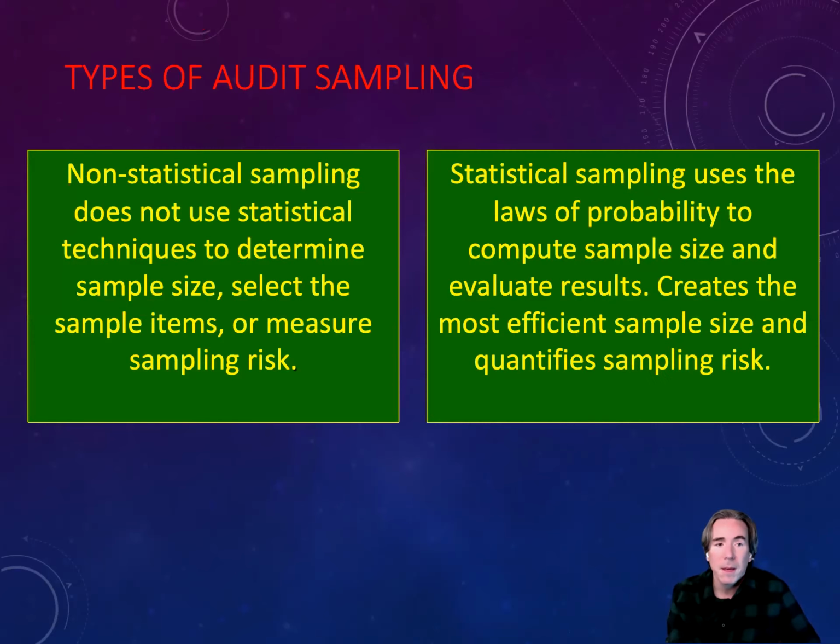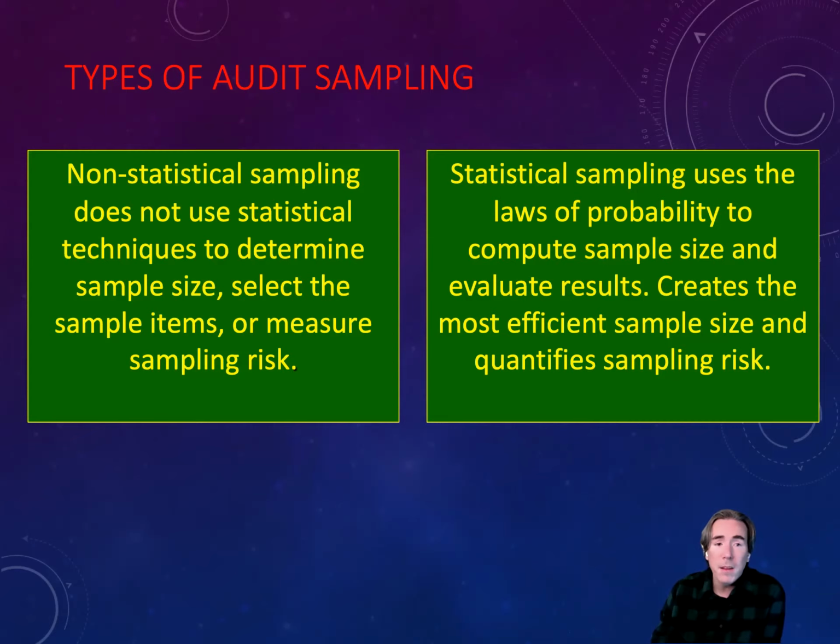Now, there's two types of sampling. Non-statistical, sometimes called haphazard sampling. The other type is called statistical sampling. One is based on scientific principles, the other is based on auditor judgment. Both are used in practice quite a bit. There's not one intrinsically better than the other. Statistical sampling lets us quantify that sampling risk. It is a significant advantage.